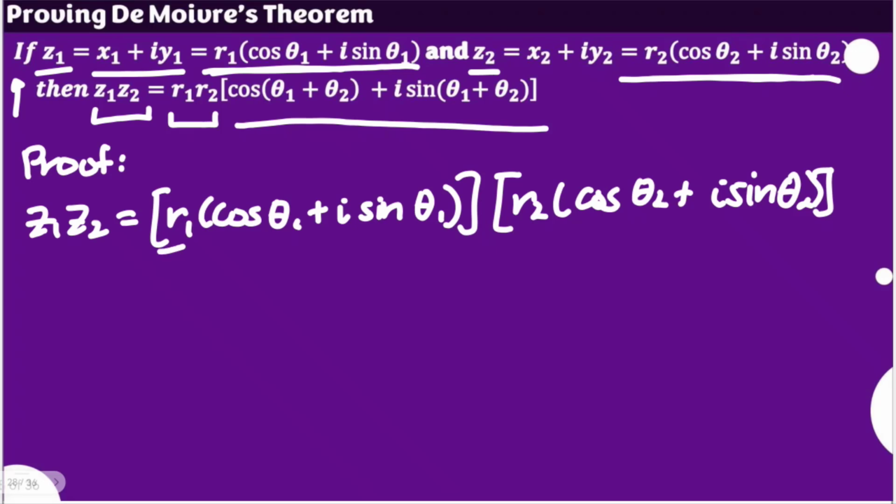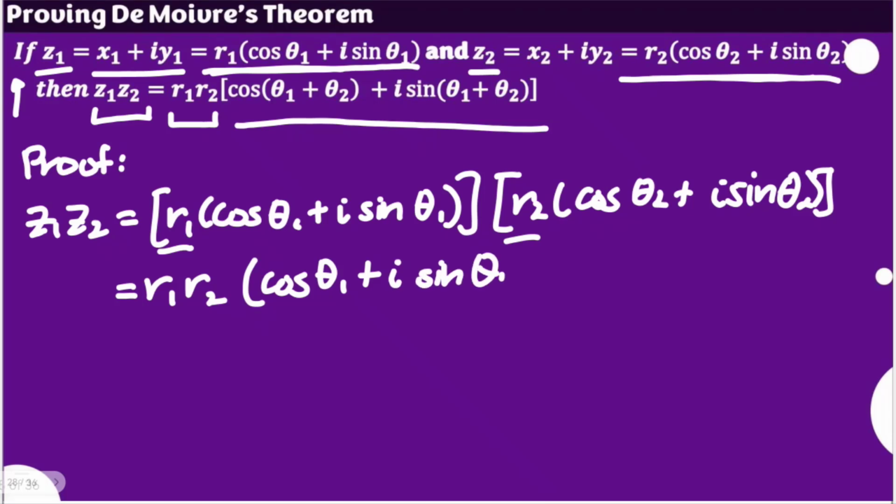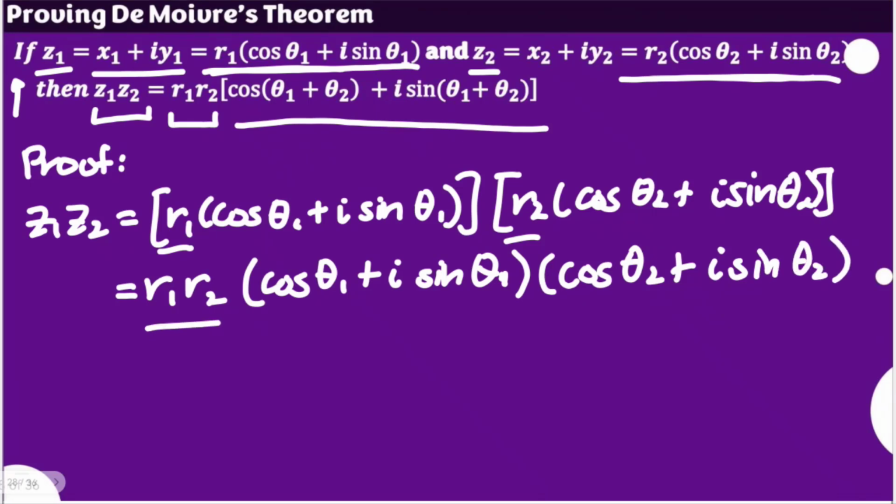Take note that r sub 1 and r sub 2 are both scalar quantities, so you can take them out. You have r sub 1 times r sub 2 times cosine theta sub 1 plus i sine theta sub 1. And we take out r sub 2 on the second, you will simply have times cosine theta sub 2 plus i sine theta sub 2. So we have here this form already, close to our target. What we can do here is to multiply this, and take note we have binomial times binomial, so please use the FOIL method.